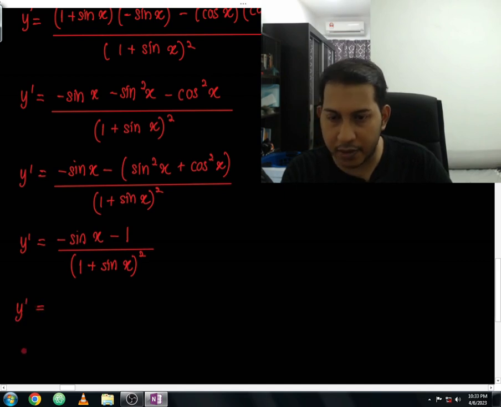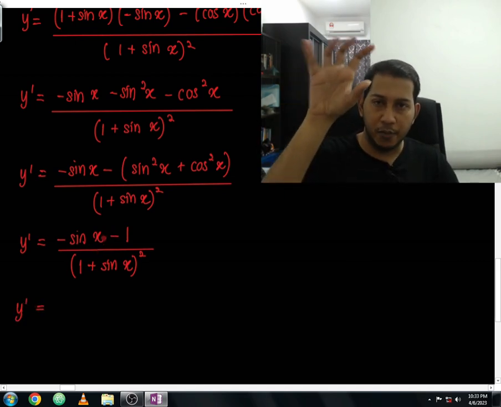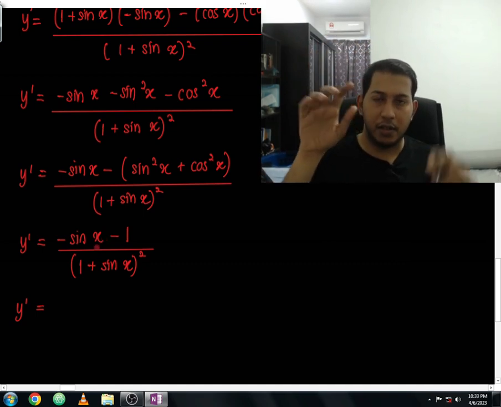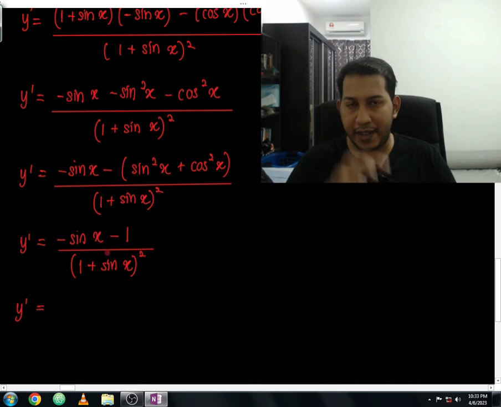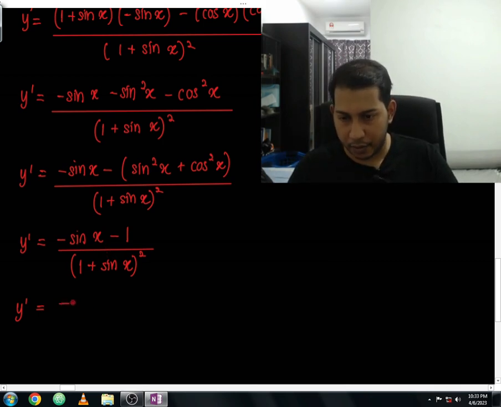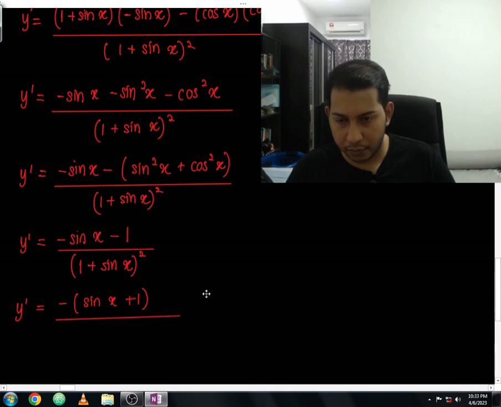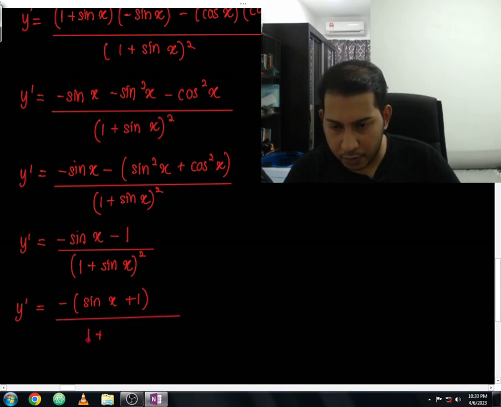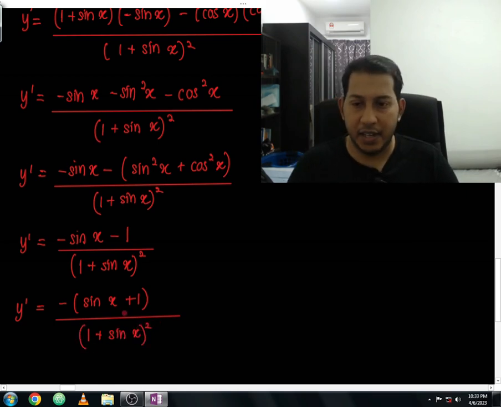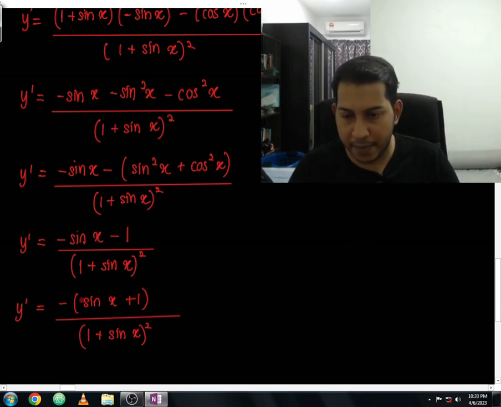Okay, y prime is equals to, so what I'm going to do now is I'm going to make the numerator and the denominator, their coefficient is similar. Okay, so from here I'm going to factor out the negative, which inside here you are left with sine x plus 1. Okay, and then you divide with 1 plus sine x square. Basically sine x plus 1 is also same as 1 plus sine x, right? Okay, they are just the same.